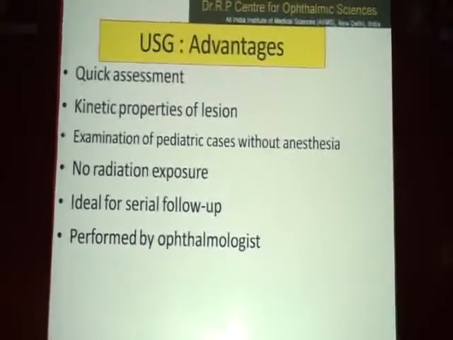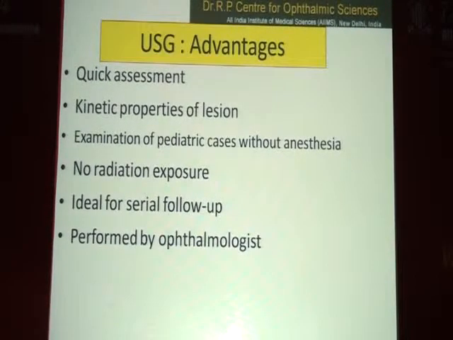The main advantages of ultrasound in orbital tumors is that it gives us a very quick assessment of the lesion. We're also able to know the kinetic properties of the tumor, and it also helps us in examination of pediatric cases without anesthesia, because for CT and MRI we require general anesthesia in most of the children. Then the other main advantage is that there is no radiation exposure like CT scan. Again, it is an inexpensive tool and ideal for serial follow-up. It may be difficult to order CT and MRIs every 2 or 3 months, like we can do the ultrasound.